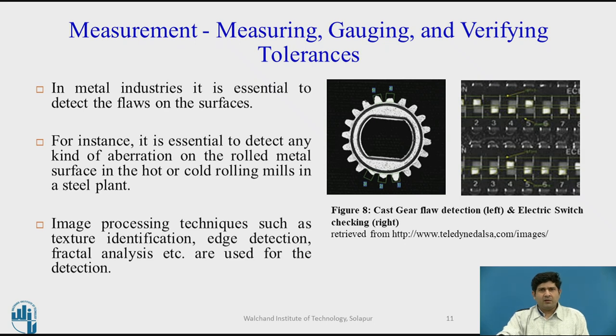Another important application is measurement, that is gauging and verification of tolerances, and flaw detection and stuff. So in metal industries, it's essential to detect flaws in surfaces. It's very difficult for an operator to do the same. Machine vision can do it very precisely and very fast.